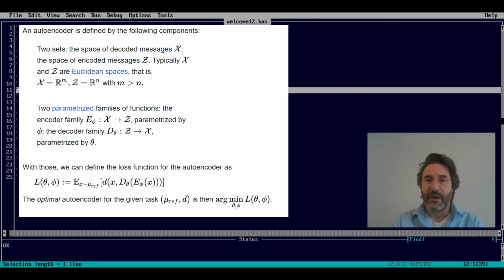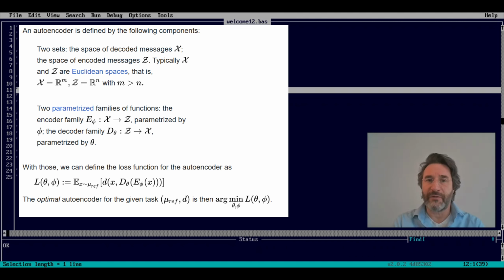Now if we move on to the second component that defines an autoencoder, we have practically two parameterized families of functions. The first is the encoder family, defined as E phi, that goes from X to Z, and it's parameterized over phi. You can think of this phi as a set of parameters, in this case weights and biases, which define the encoding part of the autoencoder.